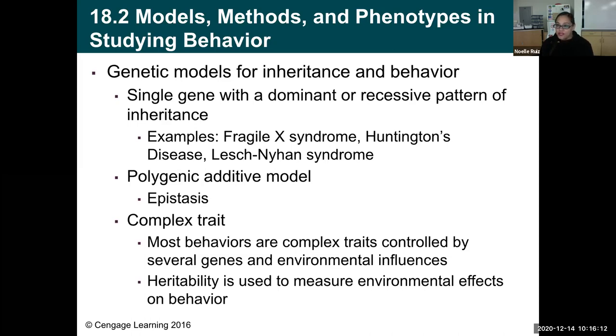There are complex traits, which most of our behavior traits are. They're controlled by several genes and environmental influences. And heritability is used to measure environmental effects on behavior. It's a scale from 0 to 1. We talked about the heritability before, but the higher it is, the more likely it is that these things are controlled by genes and passed on through generations.